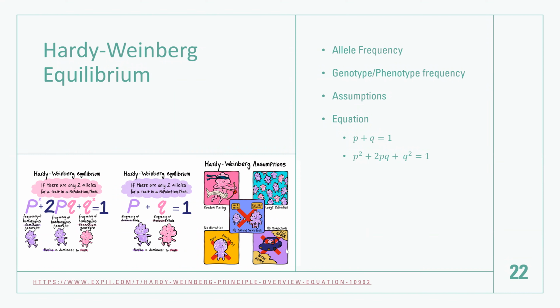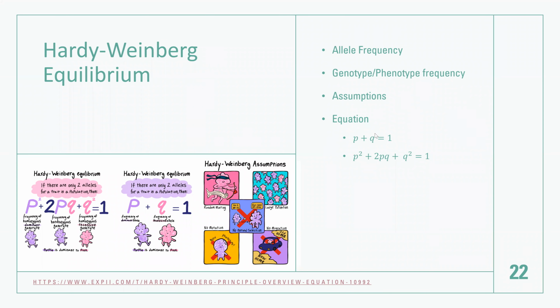The last assumption is that there's no migration. There's no flow of new alleles and new genes into or out of the population to mess up the proportion. So those were the 5 assumptions they made to find out the allele frequency in a population from 0 to 1. And the allele frequency helps us find out the genotype and phenotype frequency.